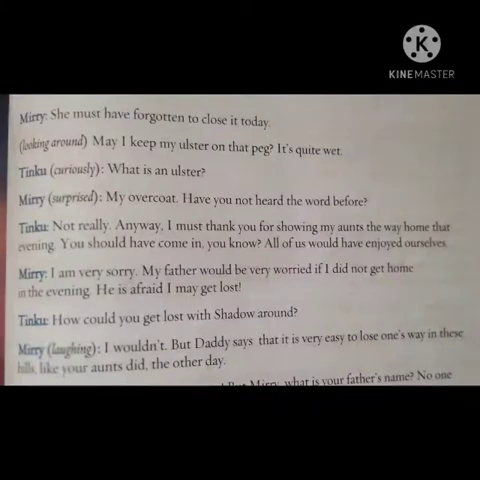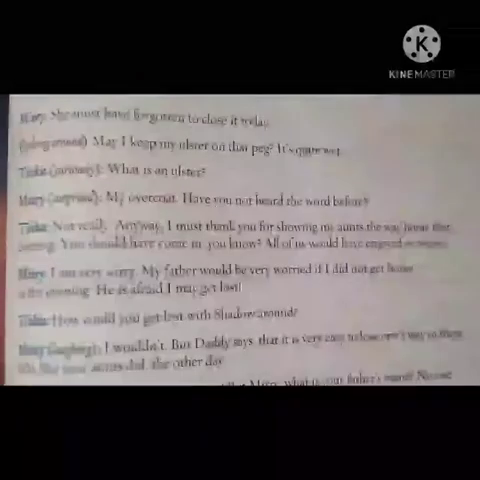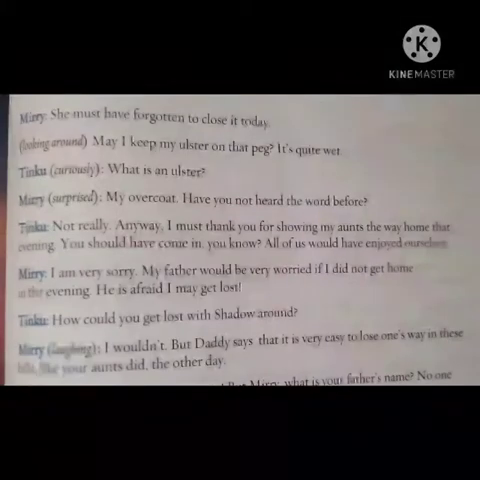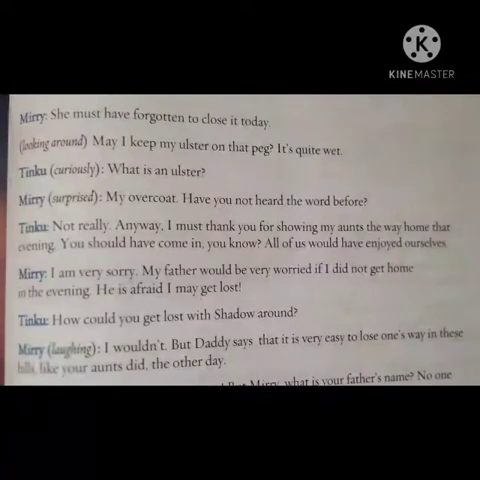When Tinku said that, she asked how the door was open. Miri said that, hopefully, your mom has forgotten to close the door today. And Miri asks her, shall I keep my ulster here somewhere? Then Tinku asked what an ulster is. It's nothing but the overcoat, the overcoat which she was wearing.